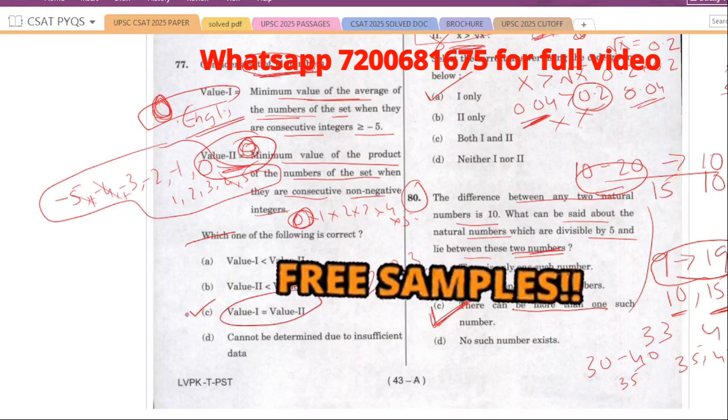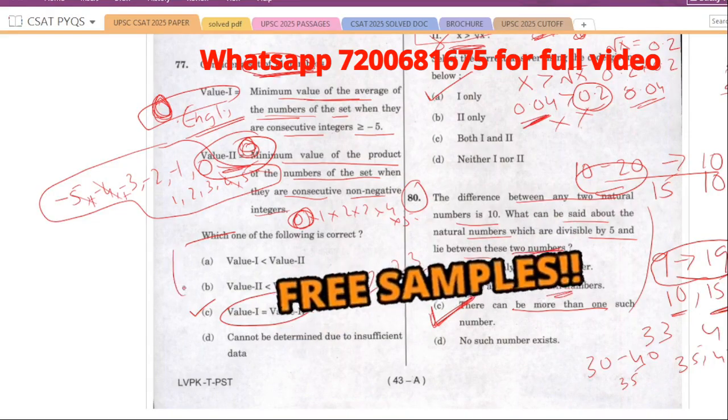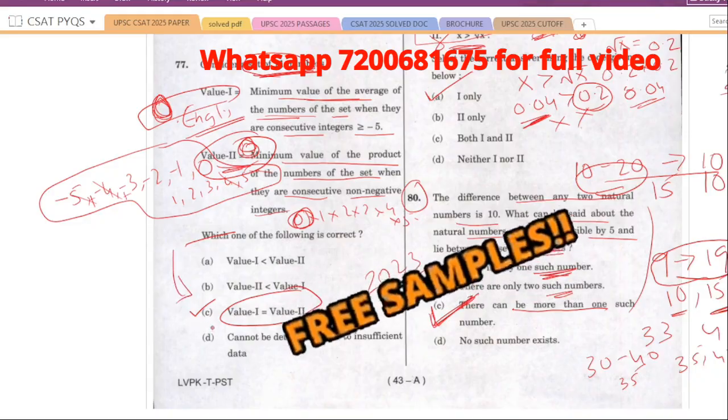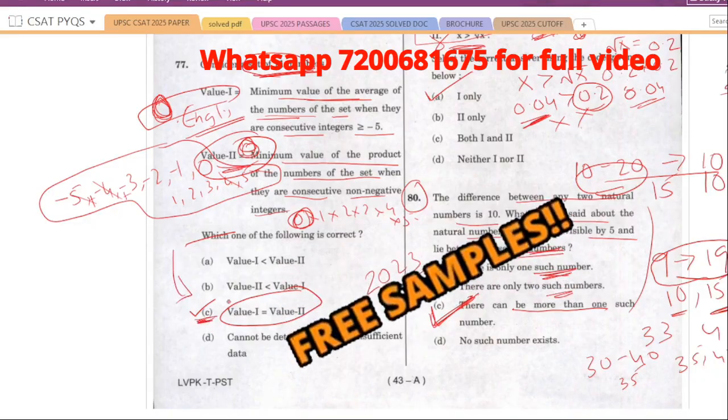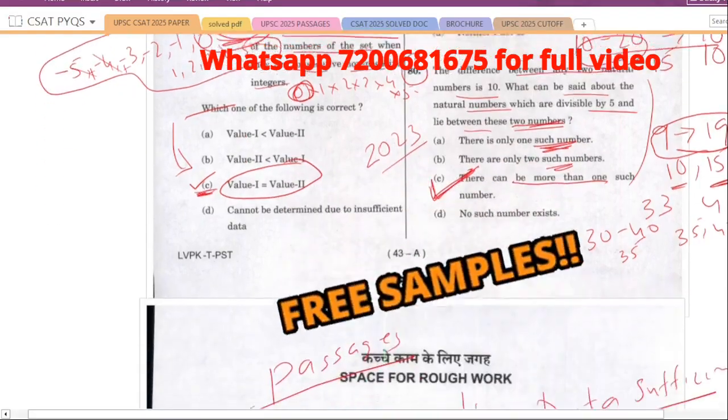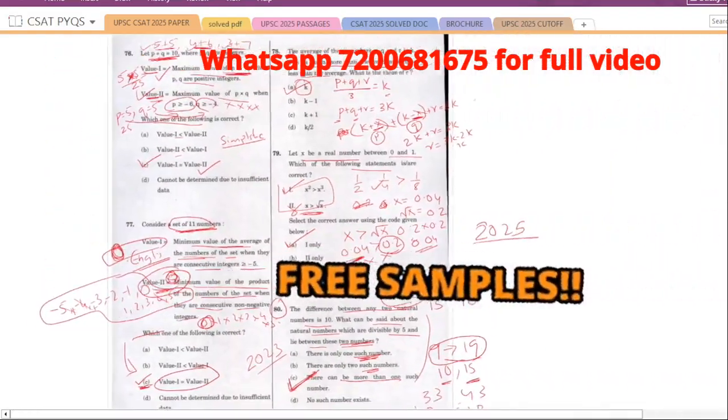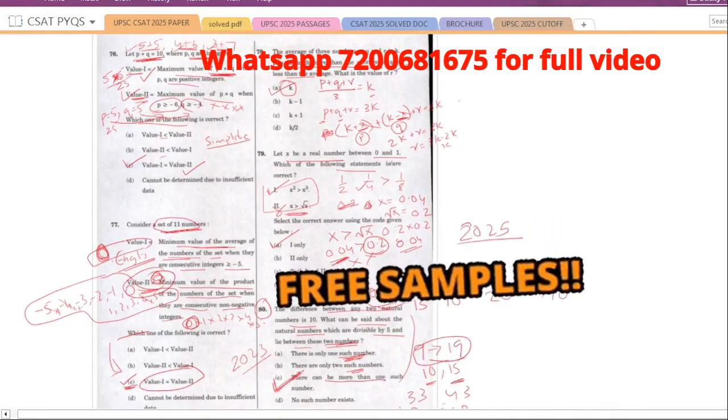They are purposely giving these things because in the exam hall you will get confused, like how come every time it is value 1 equal to value 2, and you will doubt to answer it. But the answer here is C, and the other one is also C. See, one full page of questions you did, and how much time you took. 76 to 80.